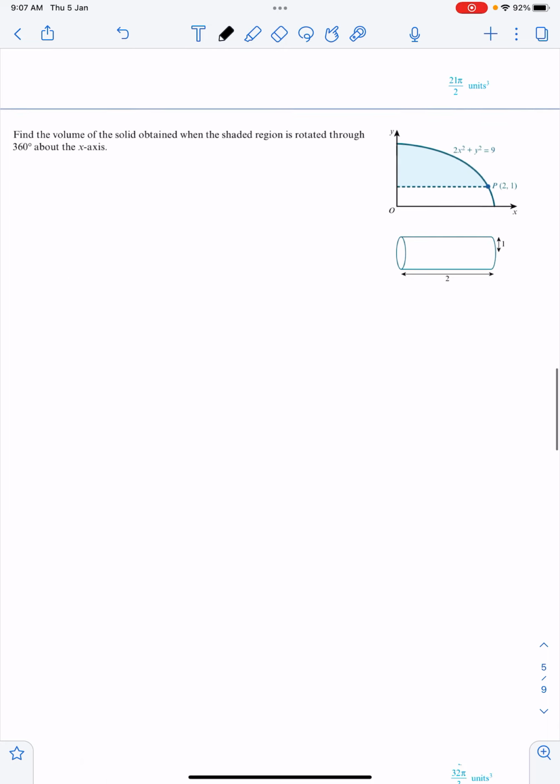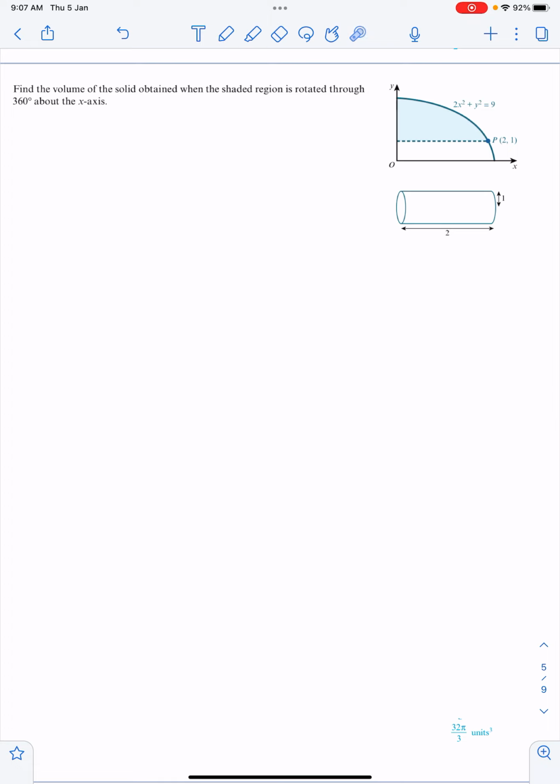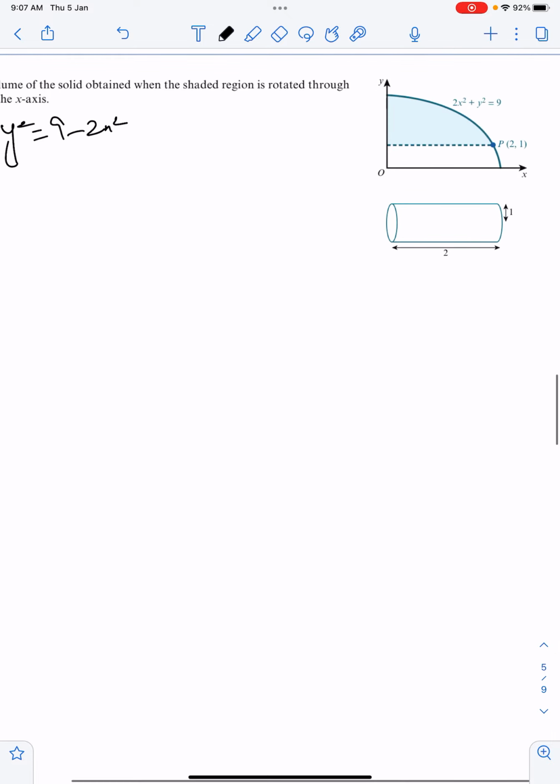Okay, the next question is: find the volume of the solid formed when the shaded region is rotated through 360 degrees about the x-axis. You want to find out the volume. Since this whole thing is not shaded, first of all you have to get the volume. This shaded area is between the curve and the line, and you're noticing that the curve is above the line. So we are going to make y the subject from here. If I make y the subject, y squared equals 9 minus 2x squared. I'll get 9 minus 2x squared.